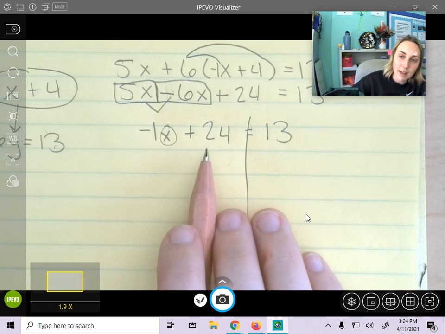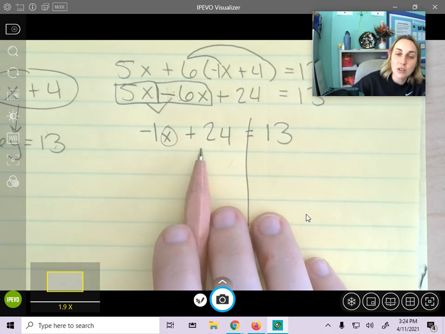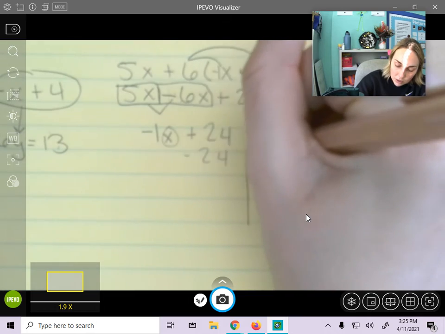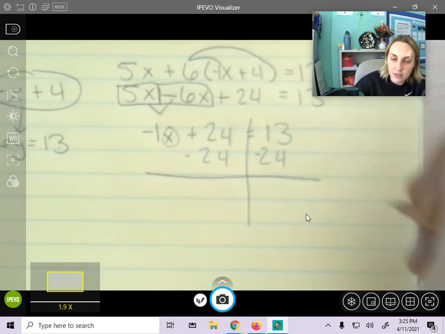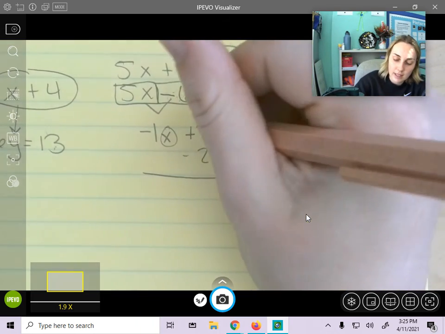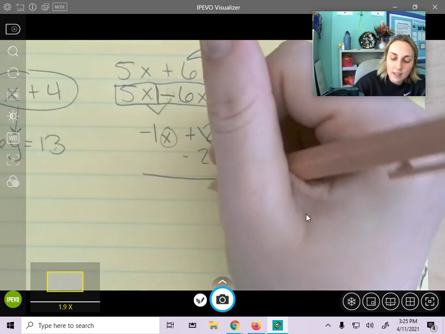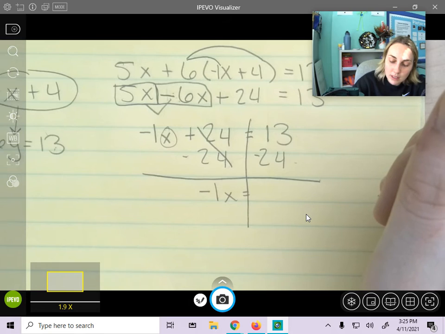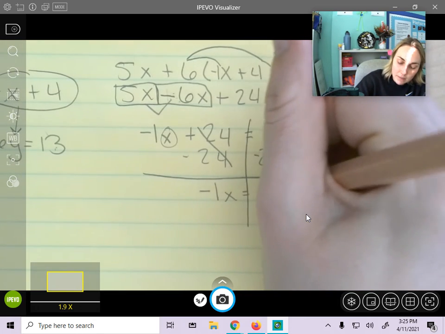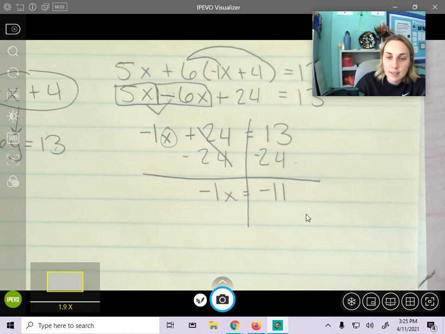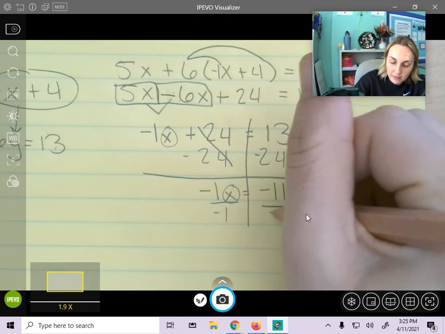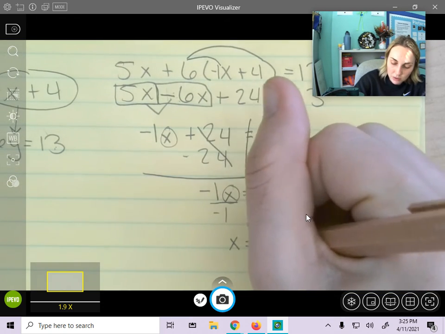To get rid of my constant, I need to do the opposite of plus 24, so I'm going to subtract 24. Whatever I do on one side, I have to do on the other side as well. These cancel out, they're opposites, and I'm going to bring down this negative 1x. 13 minus 24 is going to give me negative 11. And then I'm going to get x by itself by dividing both sides by negative 1. So x is equal to 11.